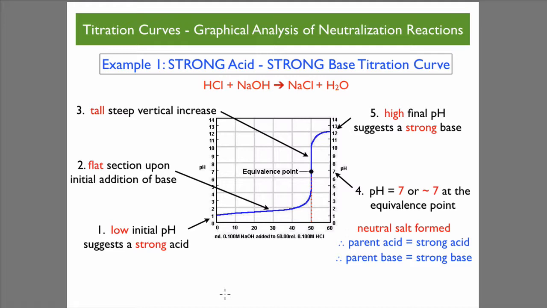You've got a pH of 12. There's a number 6. The volume of base needed to reach the equivalence point is 50 milliliters. So you can look at the tall, steep vertical increase, follow that down to show you the volume of base needed to reach the equivalence point.